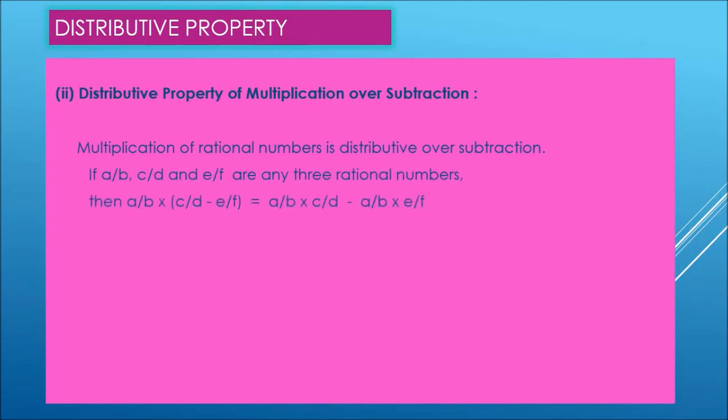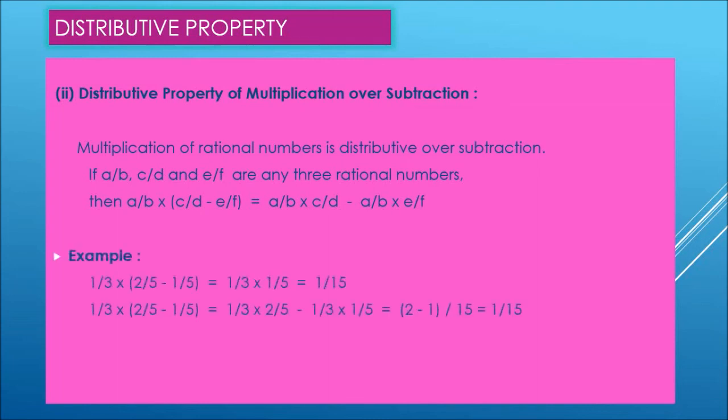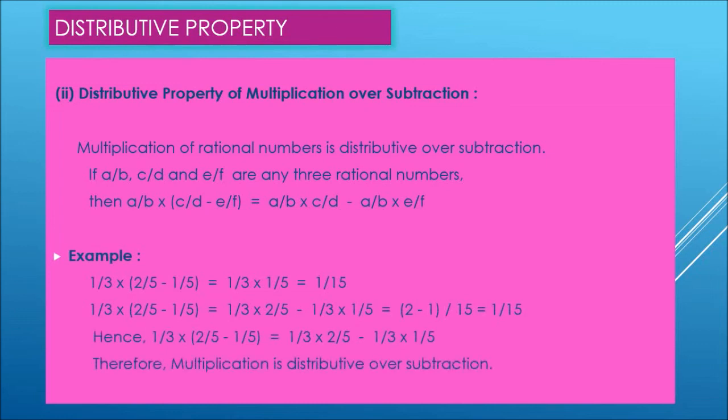We can see that A upon B multiplied by C upon D minus E upon F is equal to A upon B multiplied by C upon D minus A upon B multiplied by E upon F. Example is also given here. Therefore, multiplication is distributive over subtraction.